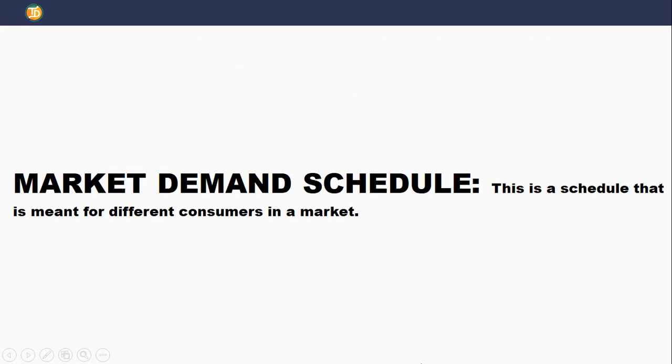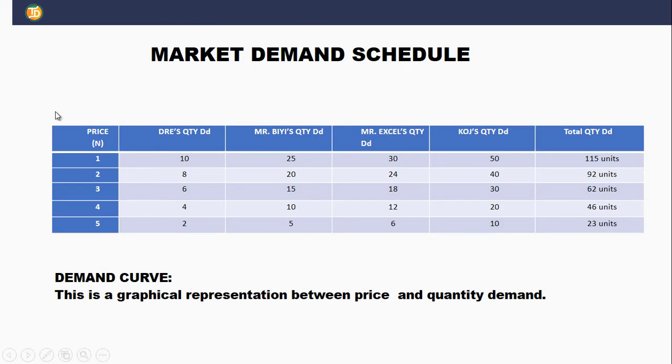Then we have the market demand schedule. Market demand schedule is a demand schedule that is meant for different consumers in a market. Let's take a look at a table. We have price of 1 naira to 5 naira, and we have different consumers. We have Dre's quantity demanded. We have Mr. B's quantity demanded. We have Mr. Excel's quantity demanded, and we have KOJ's quantity demanded.